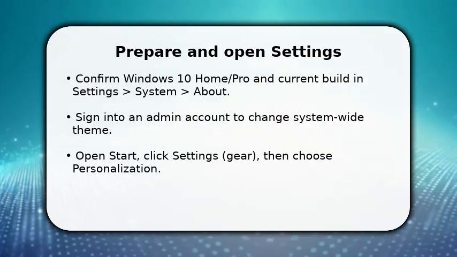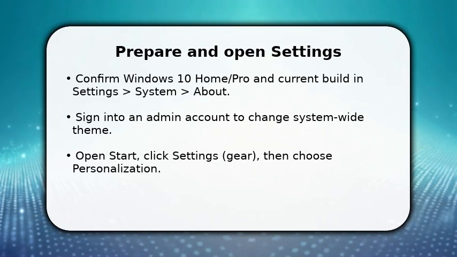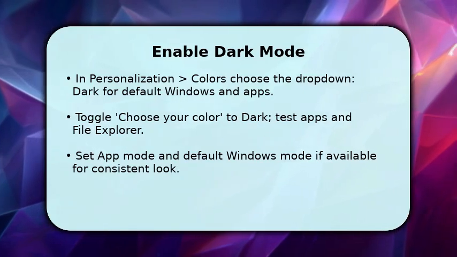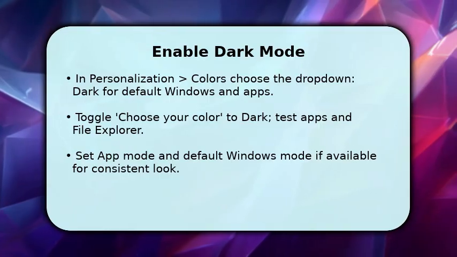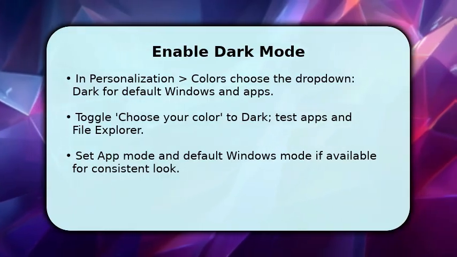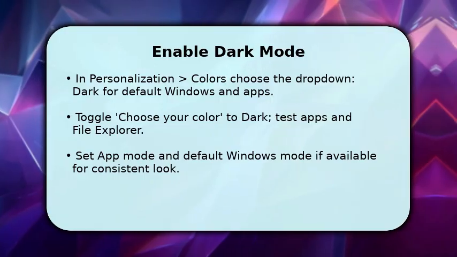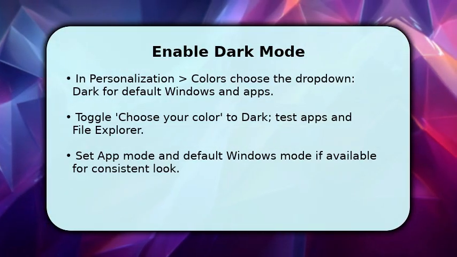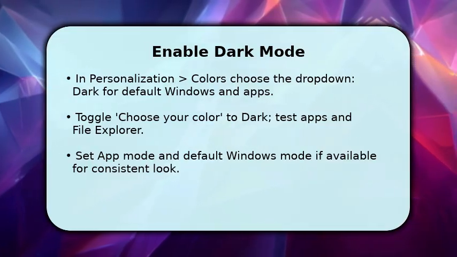Now navigate to Colors inside Personalization to begin the dark theme setup. You'll set Windows and apps to dark mode from Colors. First, find Choose Your Color and pick Dark. This flips system surfaces and supported apps. Once done, verify the change in File Explorer, Start menu, and a couple of apps to confirm consistency.